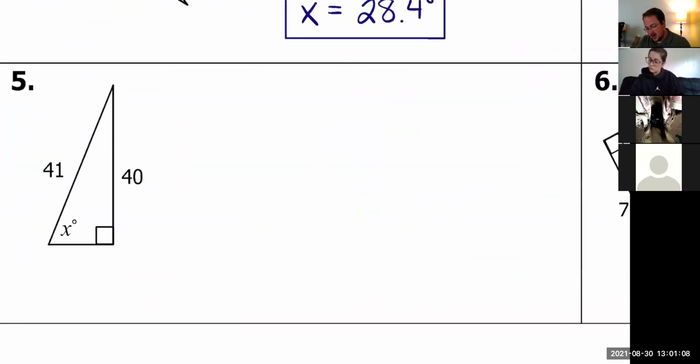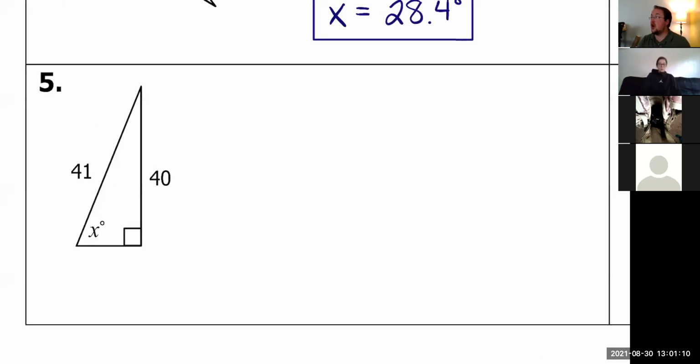Moving over to number 5. Again, the reason we're doing all 6 of these is that it's a little snippet of inverse operations. Because in the next section, we're going to do a little bit of review, and then we're going to transition into some word problems.